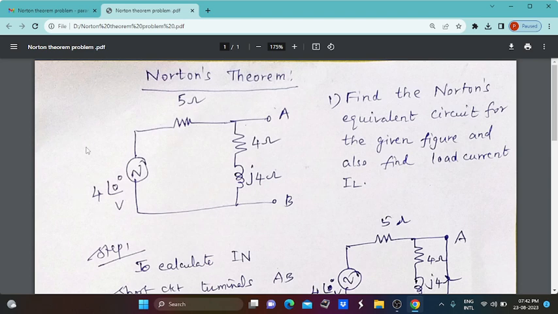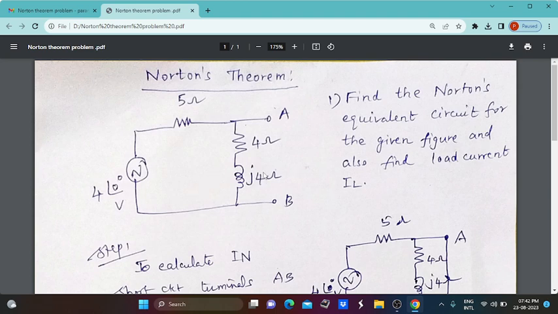Here we consider one circuit which consists of both resistive components and reactive components. That means resistance, inductance or capacitance, which is called the reactive part. Here a 5 ohm resistor is there, and 4 ohm and one inductance value j4 ohm also there. The two terminals A and B are connected in between these reactive parts. We can consider this as the impedance value. According to this concept, we are going to find the load current.